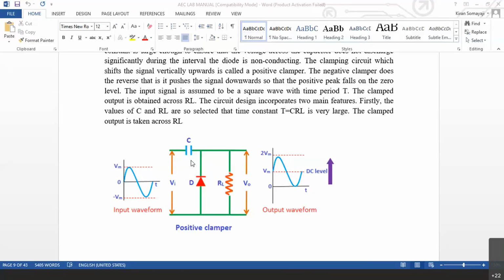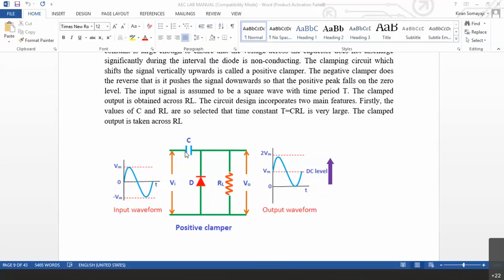In the negative cycle, the diode will not conduct. You cannot say that the diode passes DC and blocks AC. You cannot say that way. The diode is conducting in the positive cycle of AC also. So, initially let us assume that when AC is input, the AC is coming this way.